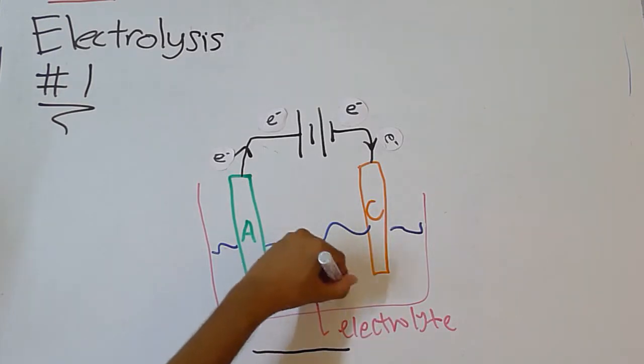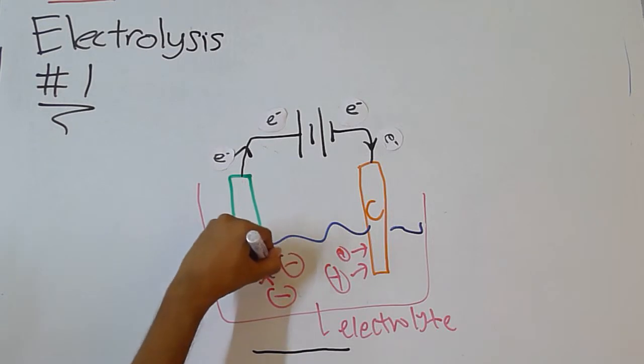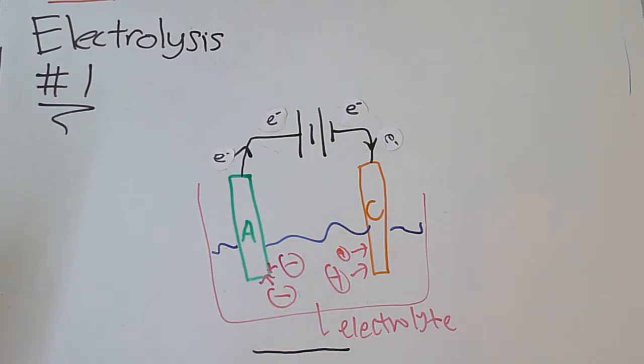However, within the electrolyte itself, during electrolysis, cations move towards the cathode and anions move towards the anode. The flow of ions towards the electrodes constitutes the flow of the electric current through the electrolyte.